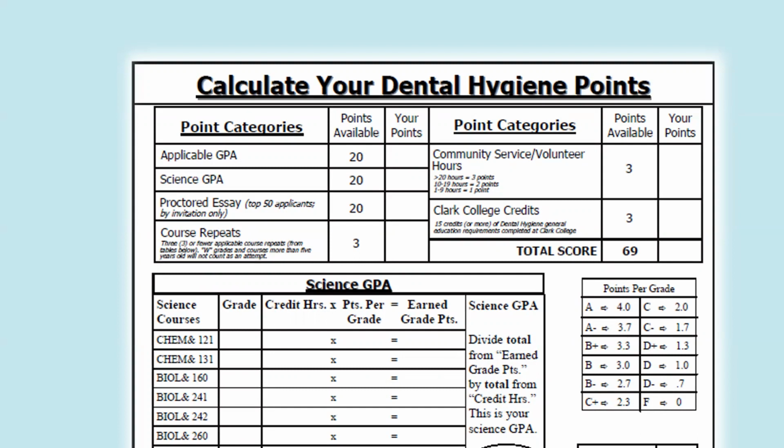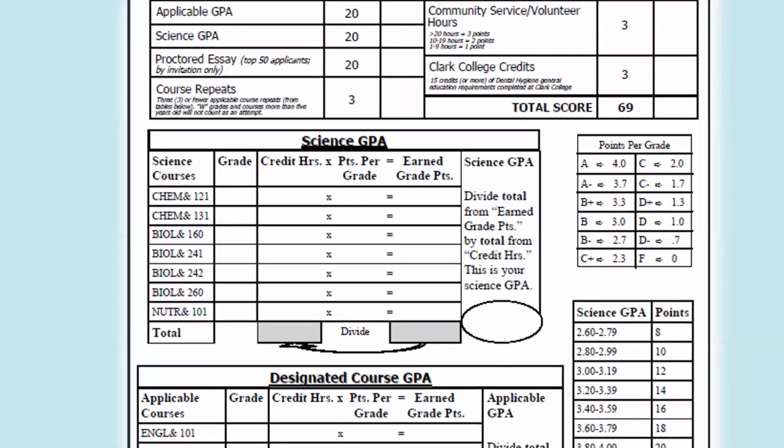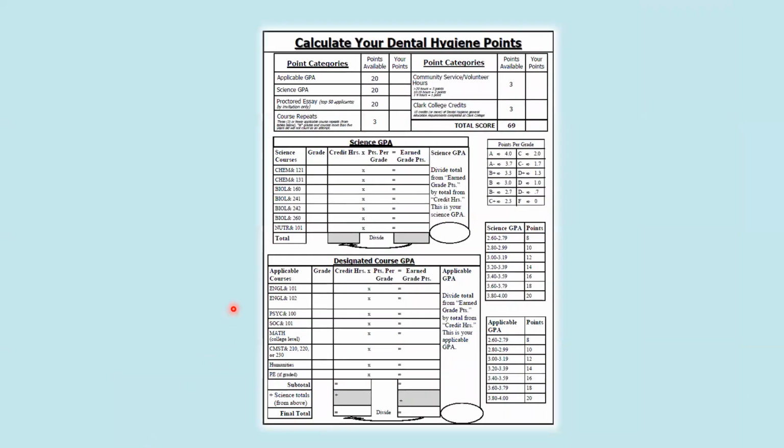The applicable GPA is actually indicating the overall prerequisite GPA. What this is saying is that you can earn up to 20 points depending on your GPA in all the prerequisites required. That would include all of the sciences and all of the non-sciences required. If you were to put all your grades into a GPA calculator for that required coursework, that would then equal a GPA, and based on your GPA, points would be assigned.